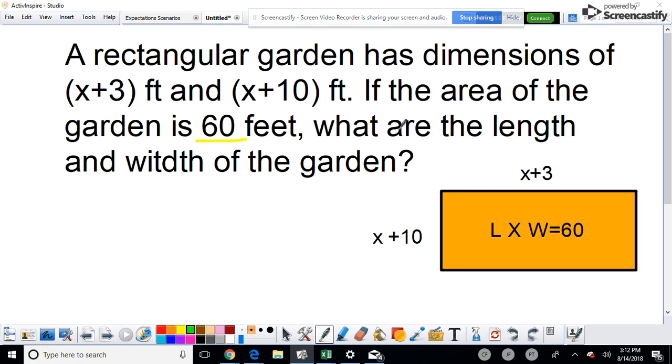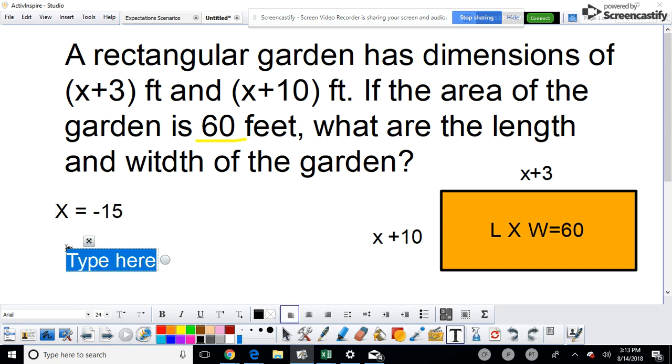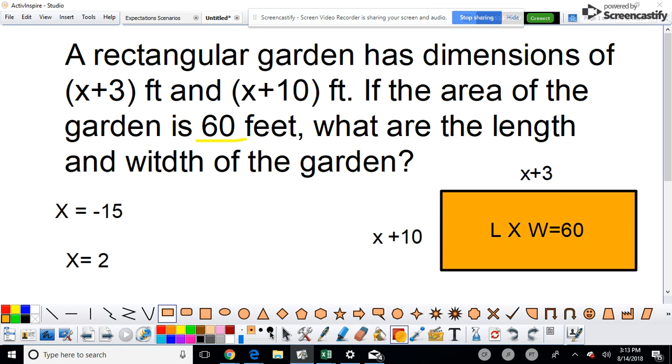So we have solved for x. But now we need to still answer the question, what are the length and width of the garden? So now we got to use a little bit of common sense, okay? We got two answers for x. We said x was negative 15 and x is 2. Well, we can't use both answers. We can only use one of them. Since we're talking about length and width, we're not going to use negatives. That doesn't make sense. So I'll cross that out. We're only going to use 2 because it doesn't make sense to use a negative.